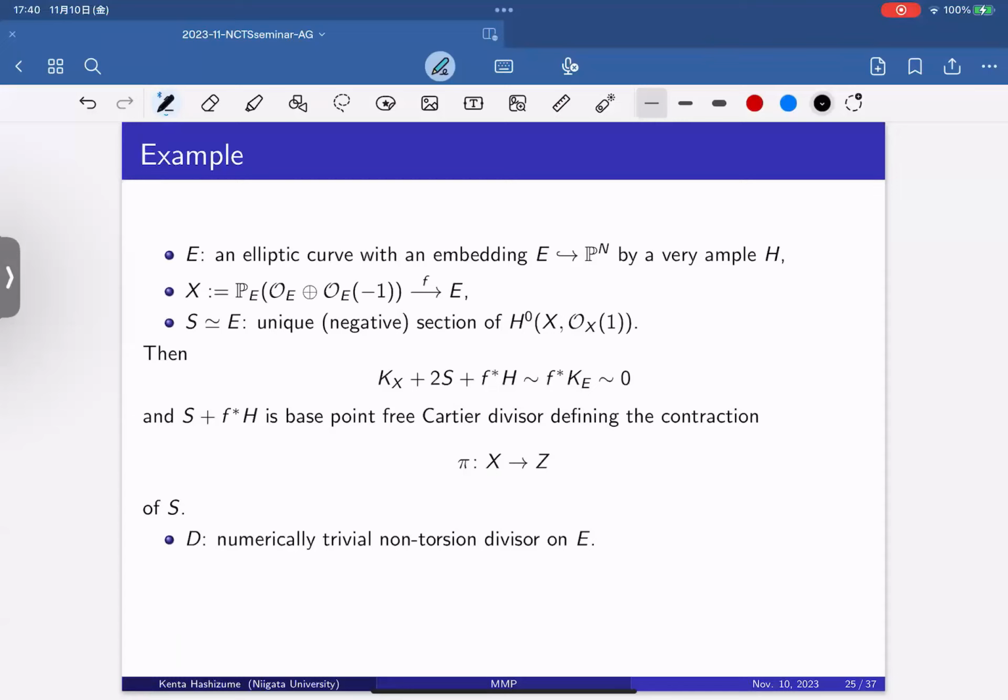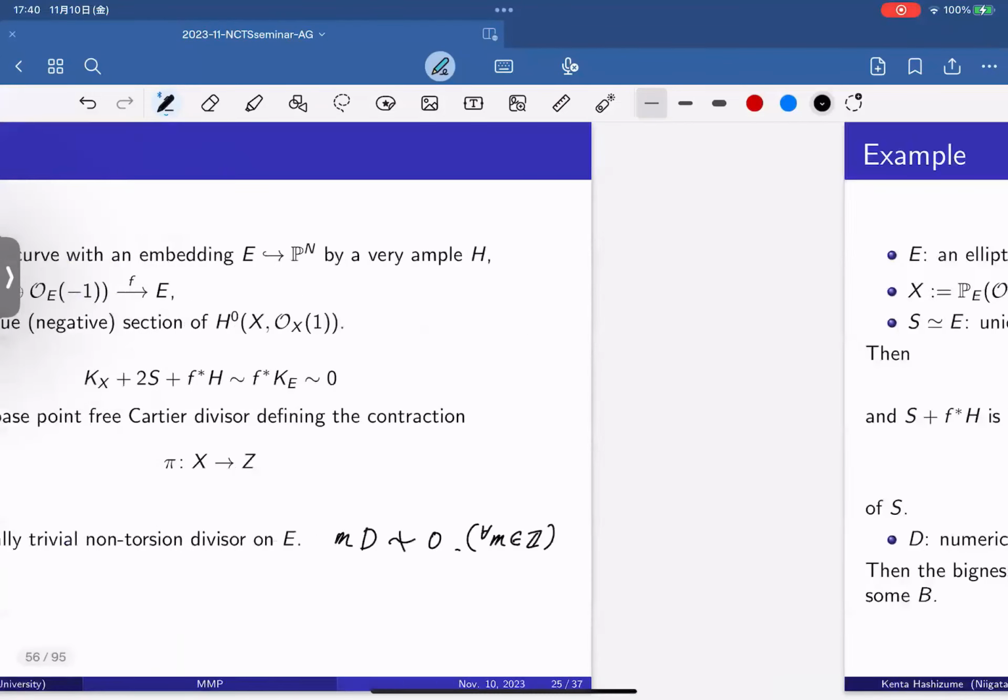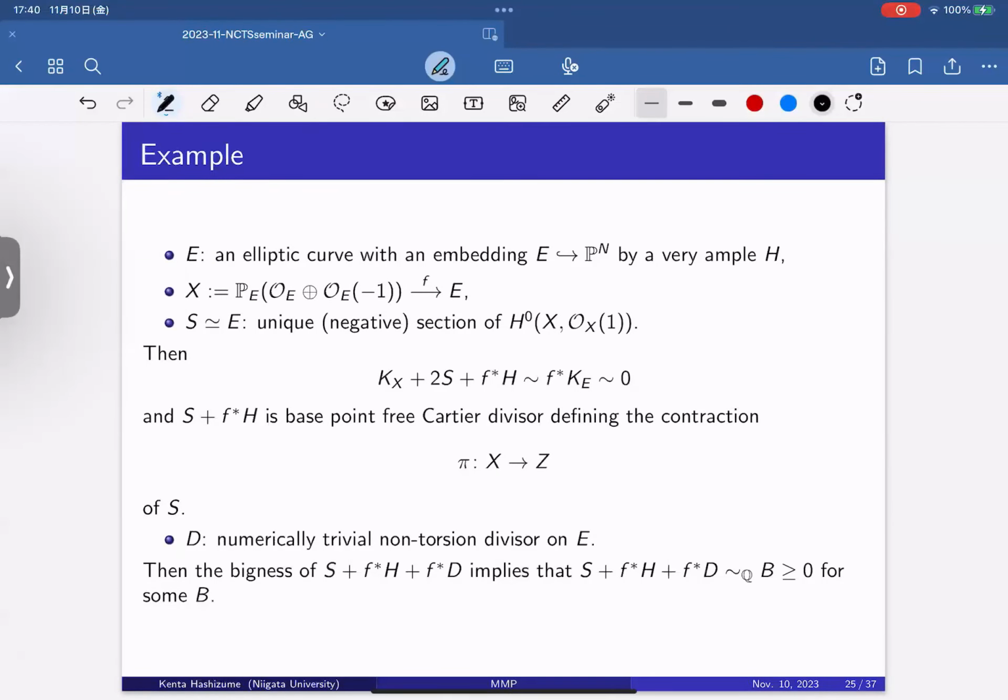Okay, finally, let D be a numerically trivial non-torsion divisor. So any multiple of D cannot be a trivial divisor. Okay, then this divisor is big. So we can find an effective divisor.